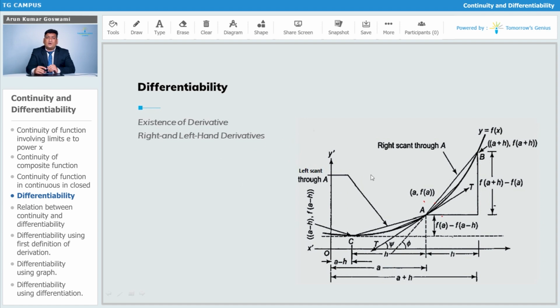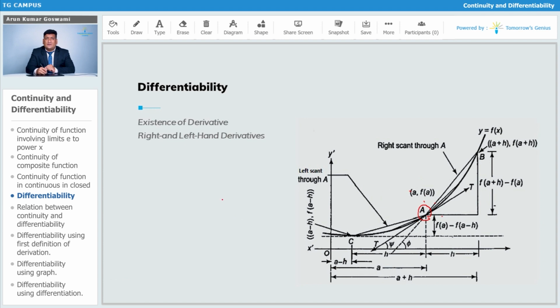As you can see, there is a diagram, so we are going to talk about differentiability basically. See, differentiability has a similar concept to continuity. We have to check the existence of a derivative at neighborhood points. That's why we have left hand and right hand derivatives. So at this point A we have to check differentiability, and definitely at the neighborhood points of A we have to see the left hand side and right hand side.